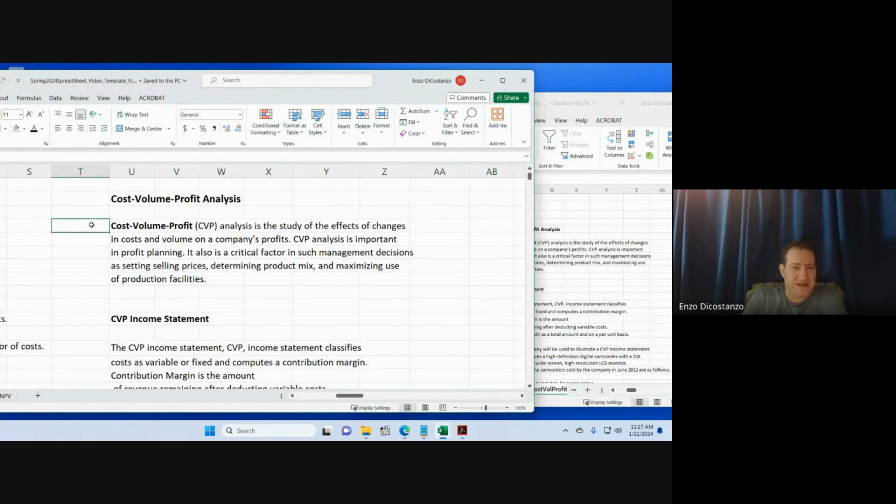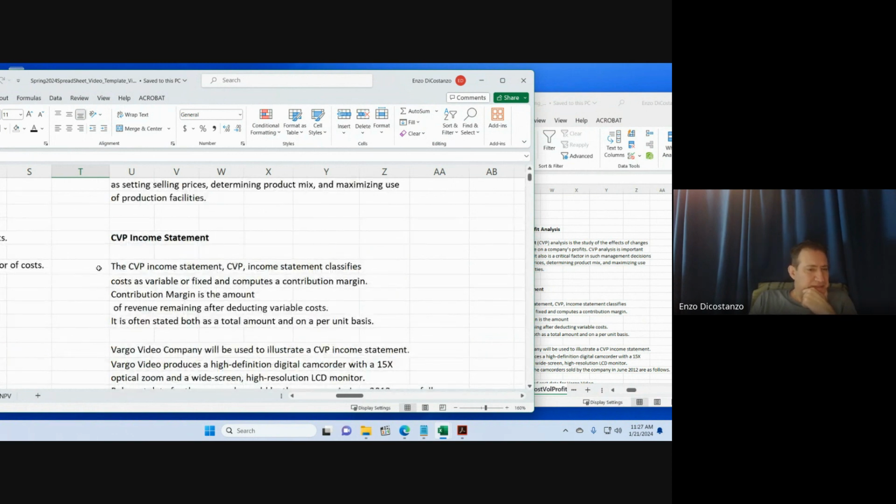So cost, volume, profit analysis is the study of the effects of the changes in cost and volume on a company's profits. CVP analysis is important to profit planning. It's a critical factor in such management decisions as setting selling prices, determining product mix, maximizing use of production facilities, all that stuff. The income statement here classifies cost as variable or fixed and computes a contribution margin.